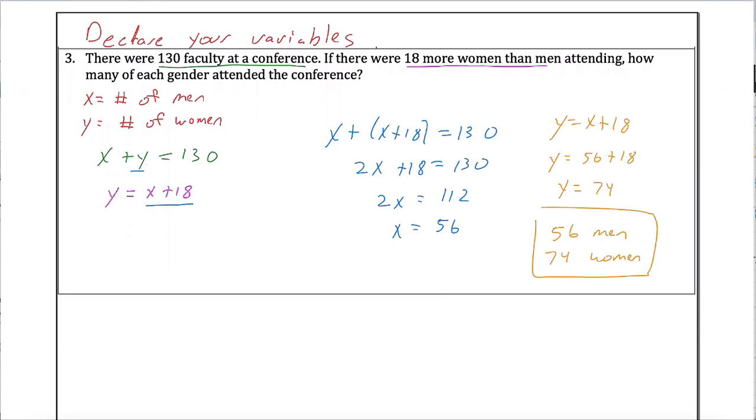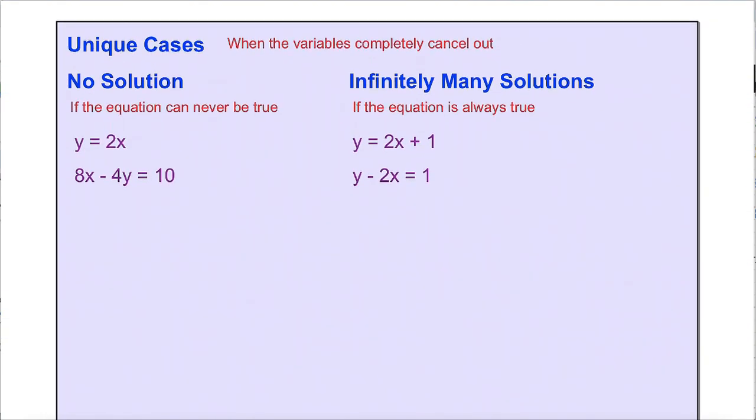Okay, one small point I want to make before we move on to another way to solve these, which is that sometimes you get unique cases. Things get a little bit weird sometimes when the variables completely cancel out. That means in the course of doing your work, you don't just get rid of the x, you don't just get rid of the y, but they both disappear. So two things could happen. Either you end up with an equation that is never true.